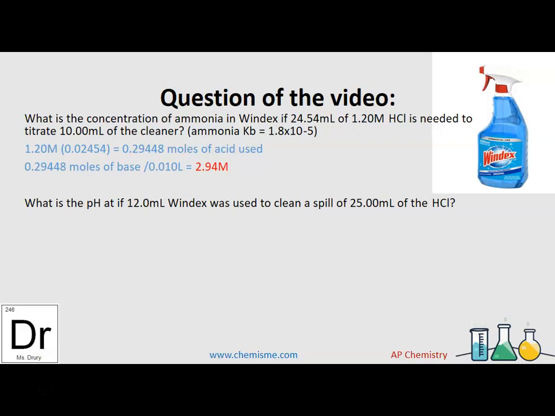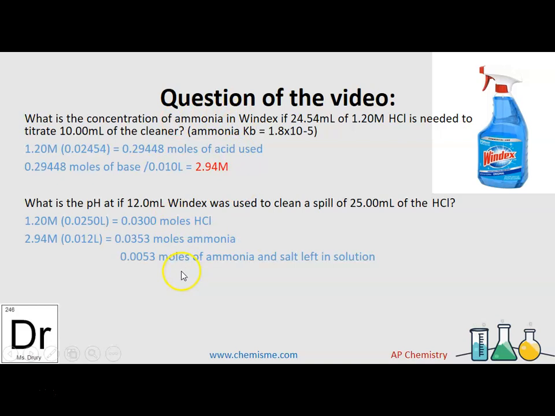So now that we know a lot about them, let's find the moles of each. To find the moles of the acid, we're going to do the volume, 0.025 liters, times the molarity of the acid to find the moles. We'll do the same for the Windex. So 0.012 liters times the molarity we just found. And we found out how much ammonia, remember ammonia was the active ingredient in Windex. When we find the moles of each, we can subtract to find the moles that are left over. So this is leftover ammonia and a salt.